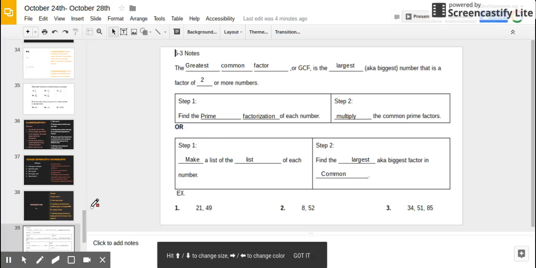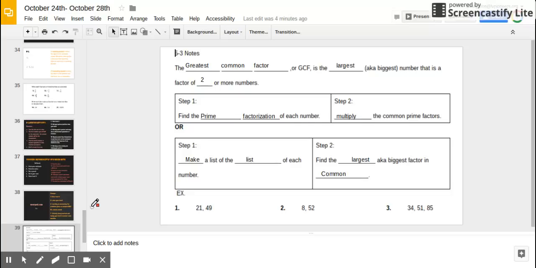So the greatest common factor, which is abbreviated to GCF because we don't want to have to write all that out every single time, is the largest, aka the biggest, number that is a factor of two or more numbers. And there's two ways you can do it, and I'm going to show you both.